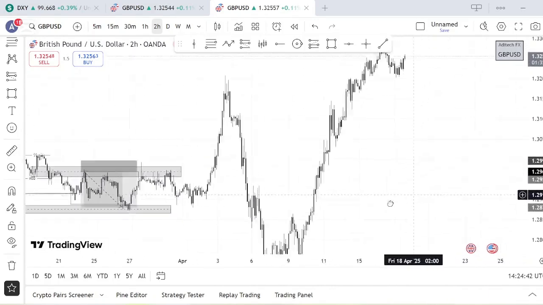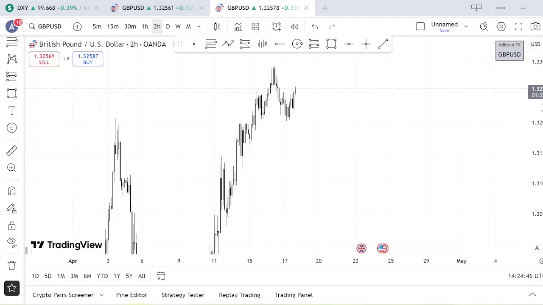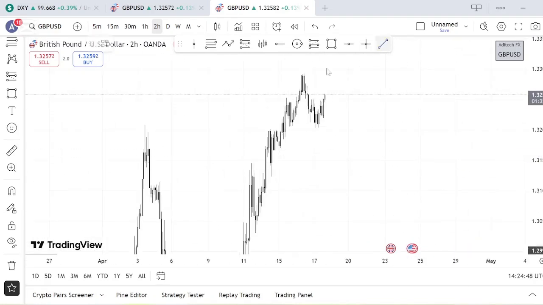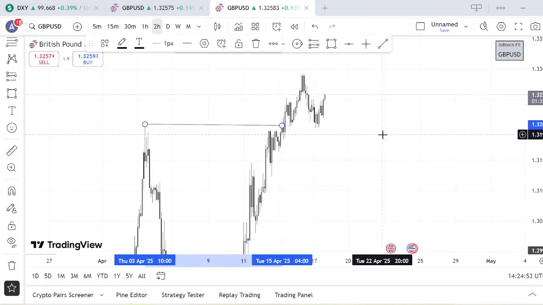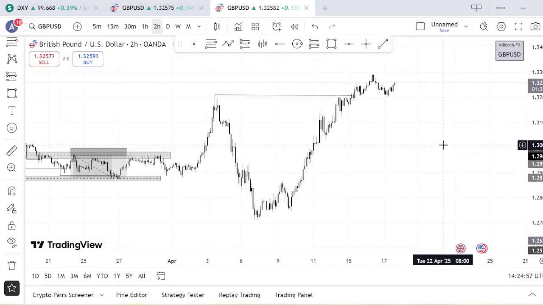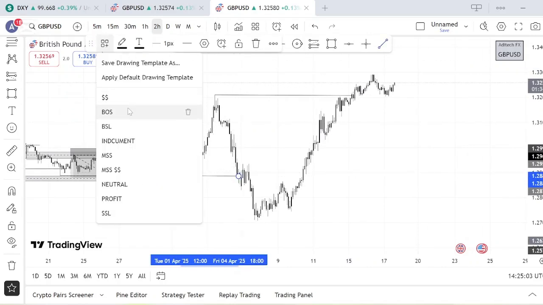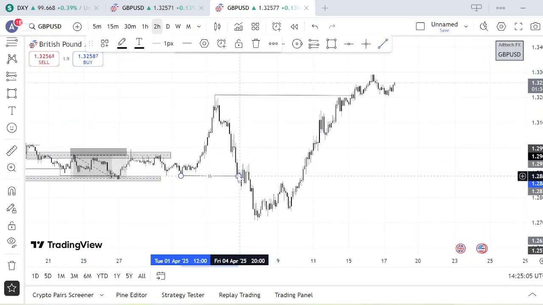So I think I'll be able to explain most of the concepts I use to trade, right? So this is also a break of structure to the upside. So this is the current price chart on GBP USD, right? This is a break of structure to the downside, and price actually took out this low and broke structure to the upside.